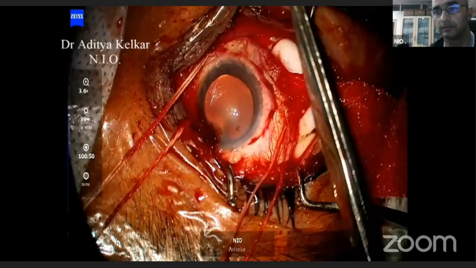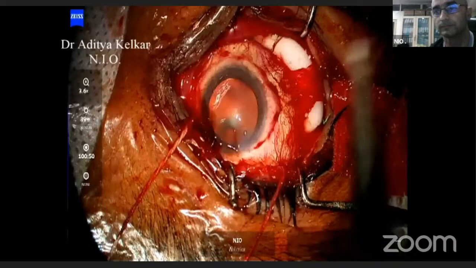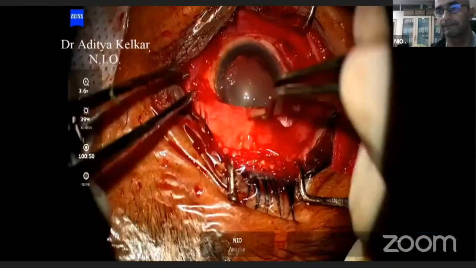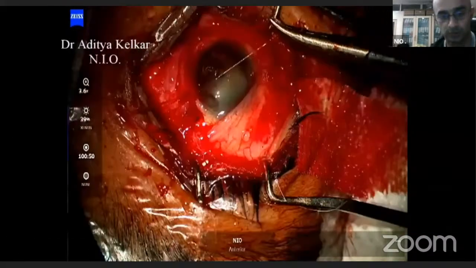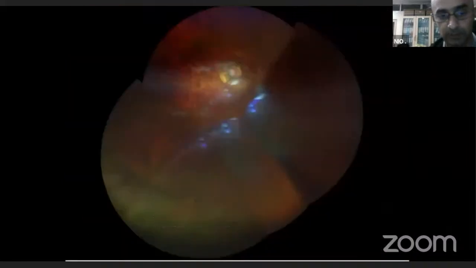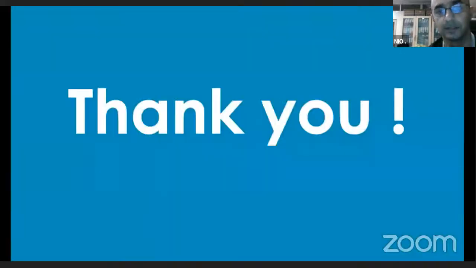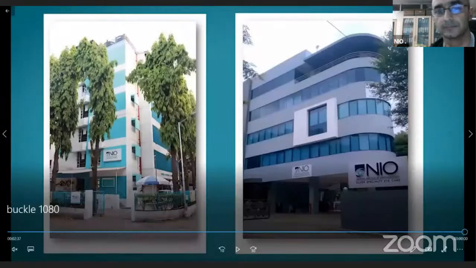I'll go to the next video now. This is the post-operative outcome. You can see the break is well covered by the buckle and the retina is attached. I'll move to the next video.